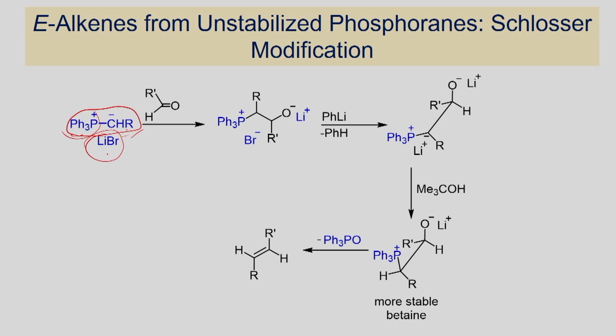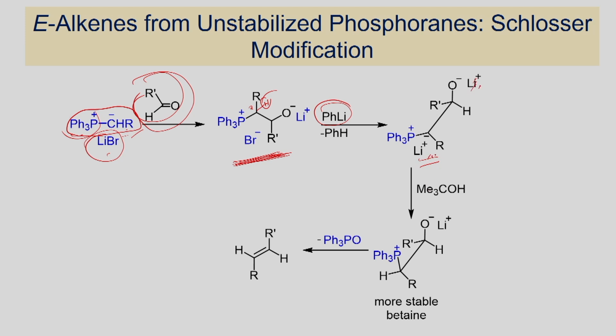Once you add the lithium bromide, you make this intermediate. You can see here, in the presence of lithium bromide, it can readily undergo reaction with aldehyde. You form this intermediate. Once you form this salt, when you react with base, phenyl lithium here, deprotonation can give this lithium salt. We have this salt now.